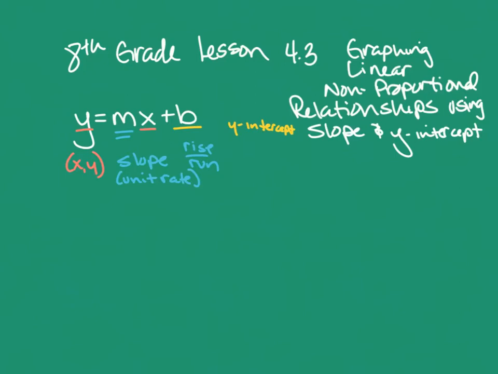8th grade lesson 4.3 is graphing linear non-proportional relationships using the slope and y-intercept. So some of you that have gone through some of the live sessions with me or some of my videos, you keep feeling me hint at where this is going because I can't seem to control myself. I want to keep just teaching it.